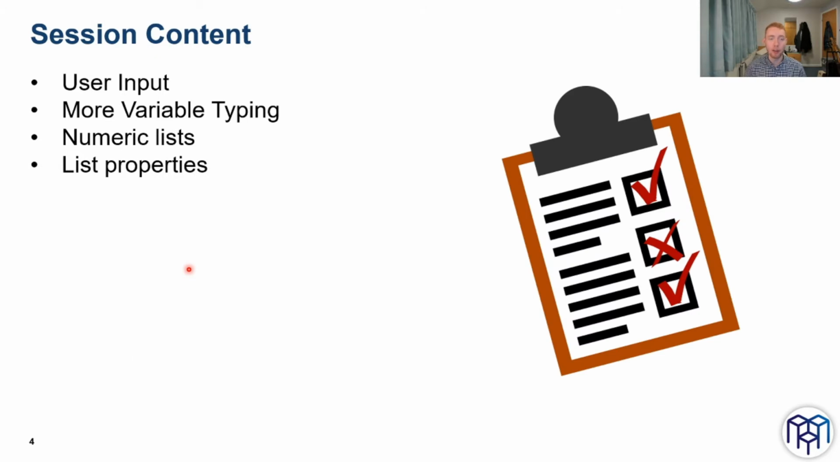Okay, so the content of today's session is going to be learning the opposite of last session. Last session we learned how to output things to the user. Now we're going to learn how to take inputs from the user to use in our code. We'll learn a bit more about variable typing and why it matters so much, and then look at these things called lists. And these are a compound data type that can be used to store multiple other values inside of them. But we'll see more about that later.